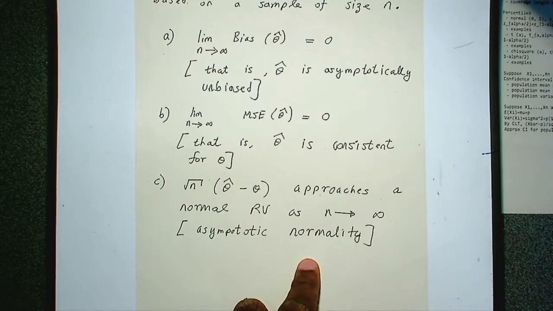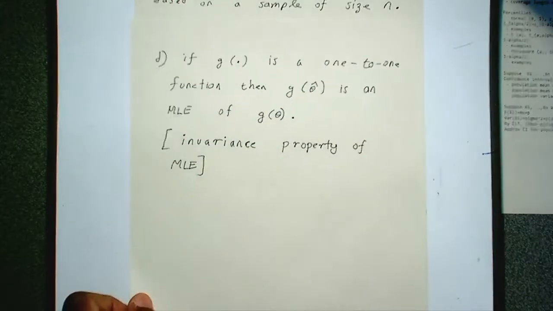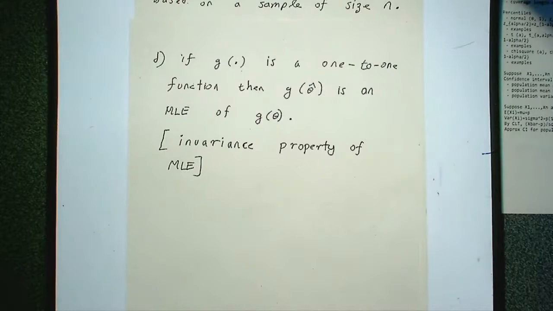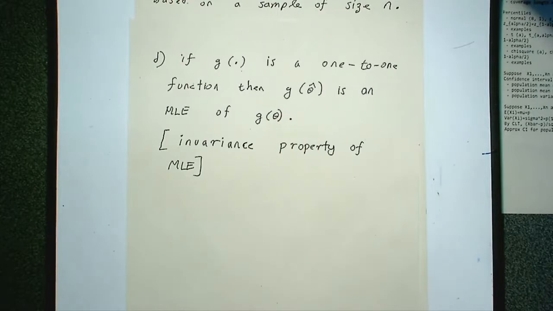Number three is that root n times the MLE minus the parameter always approaches a normal random variable as n approaches infinity. And this is known as the asymptotic normality. All right? That's number three. Number four is this one, that if you have a function g which is one-to-one, don't tell me you don't know what one-to-one is, you should know. A one-to-one basically means that for every x there's only one y, okay?